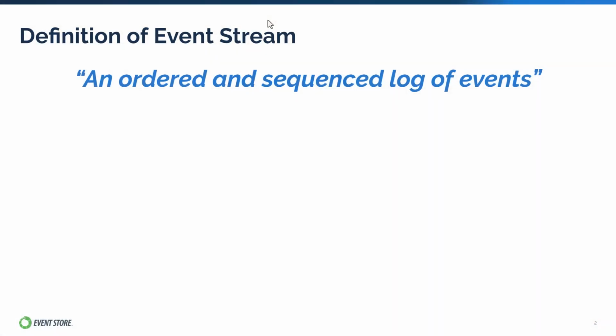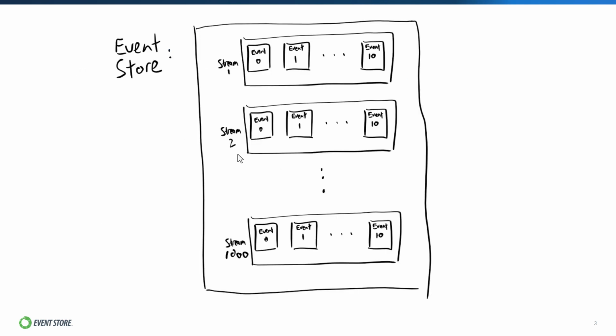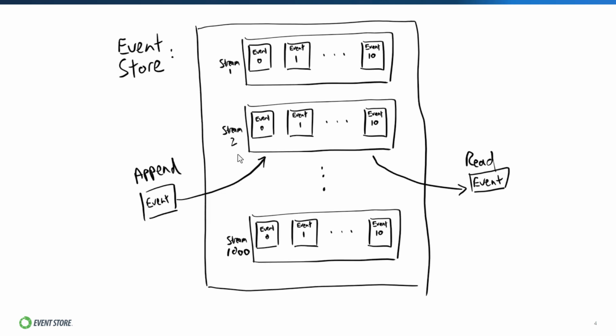In event sourcing, an event stream is an ordered and sequenced log of events. For example here, I have a stream which contains a few events. Each event is marked with a sequence number from 0 to 10. It is also ordered such that event 0 is the first event appended to the stream, and event 10 is the last event in the stream. An event store can have many streams, and many events can be appended and read from it.